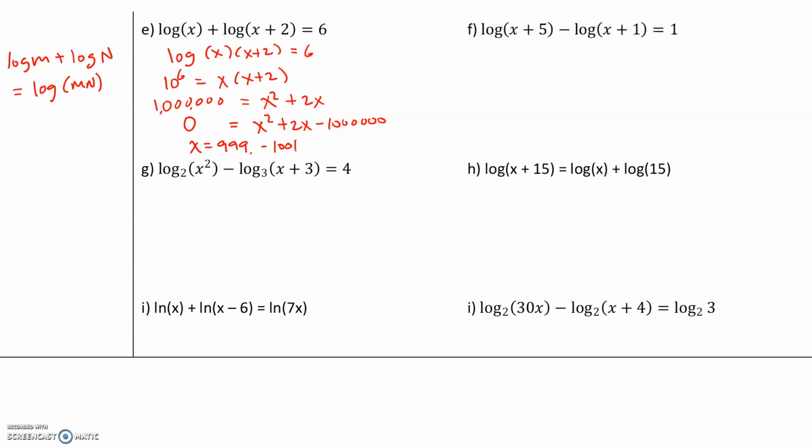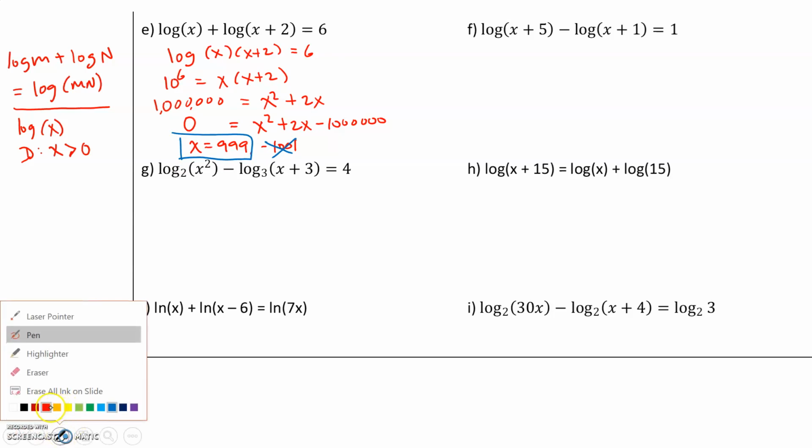The domain of any logarithm is such that, if we're given log of x, the domain is x greater than 0. This was one of the first things we learned in our definition of logarithms. The value of x always has to be a positive value, which means the negative 1001 is not a valid solution. And our only valid solution is going to be x equals 999.